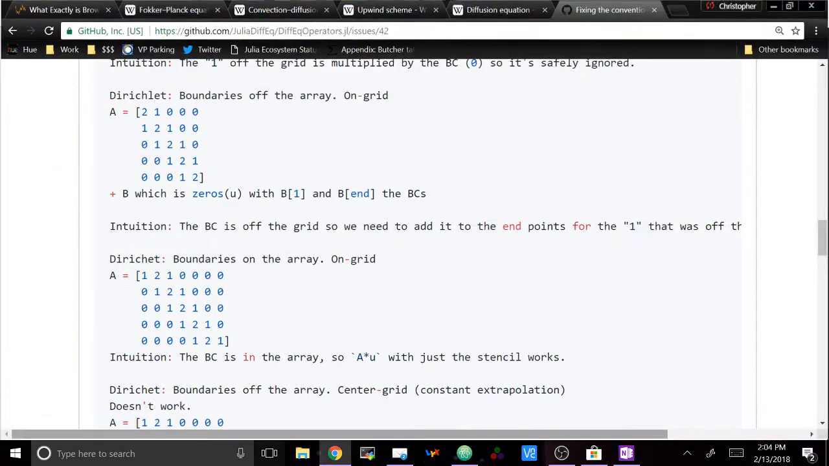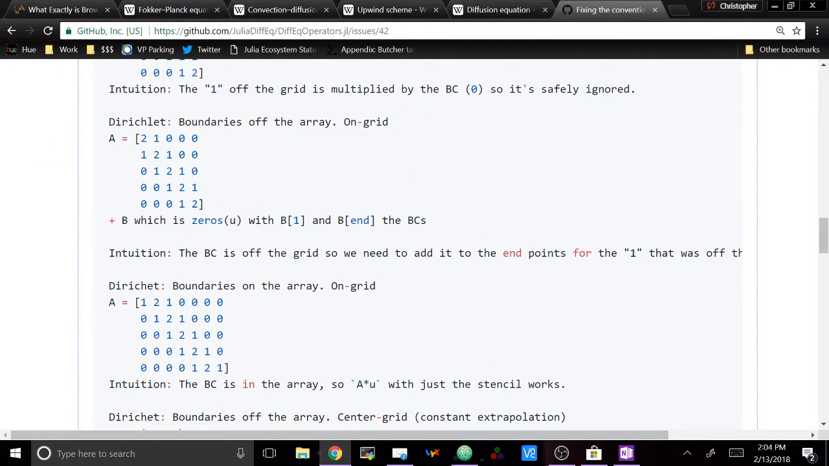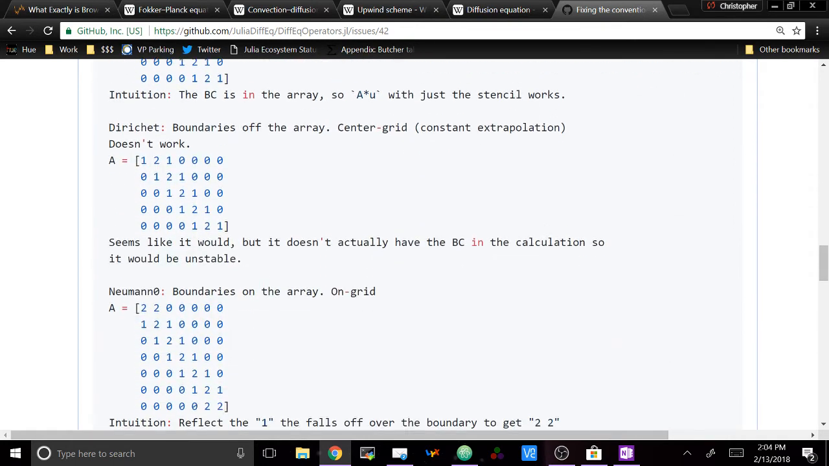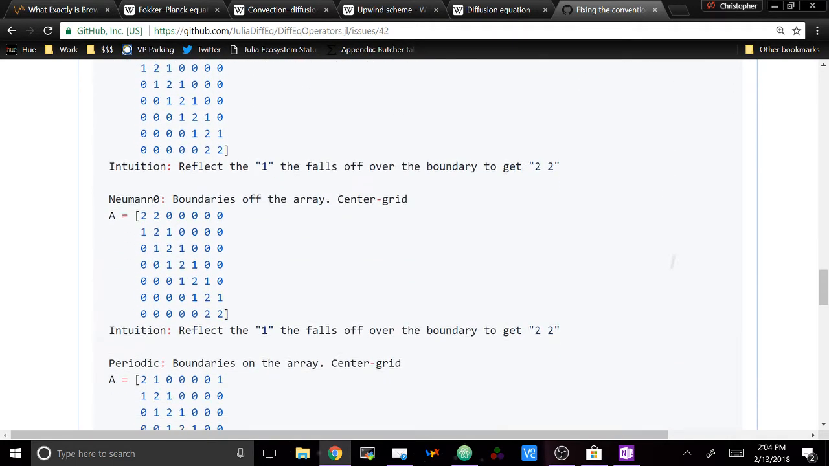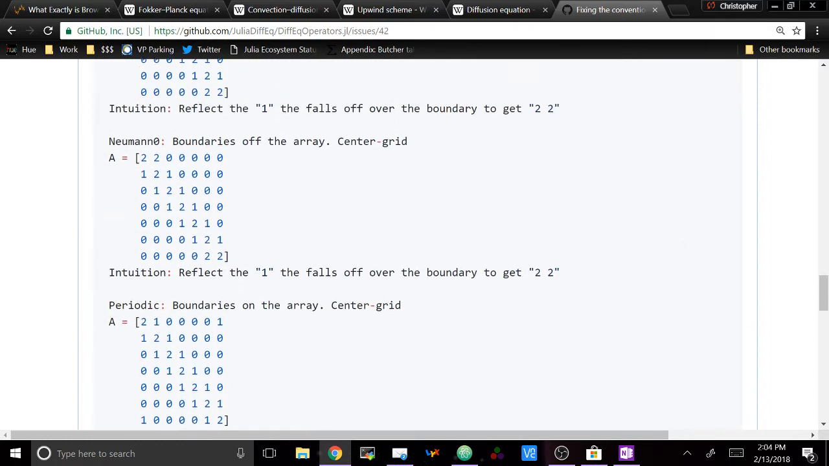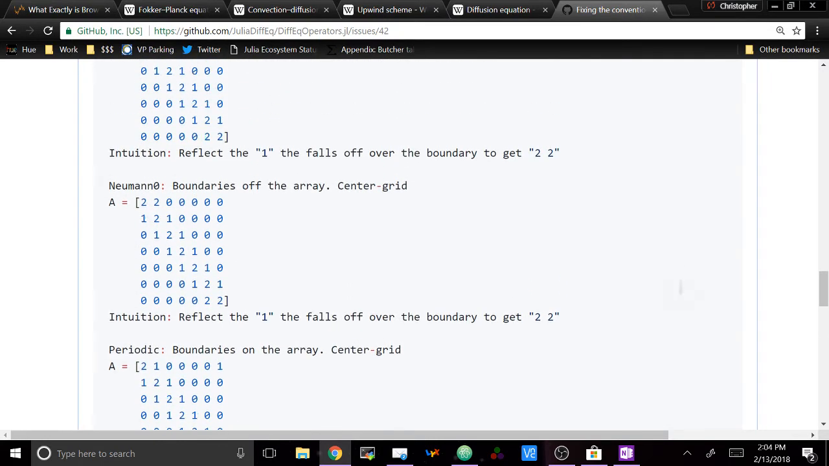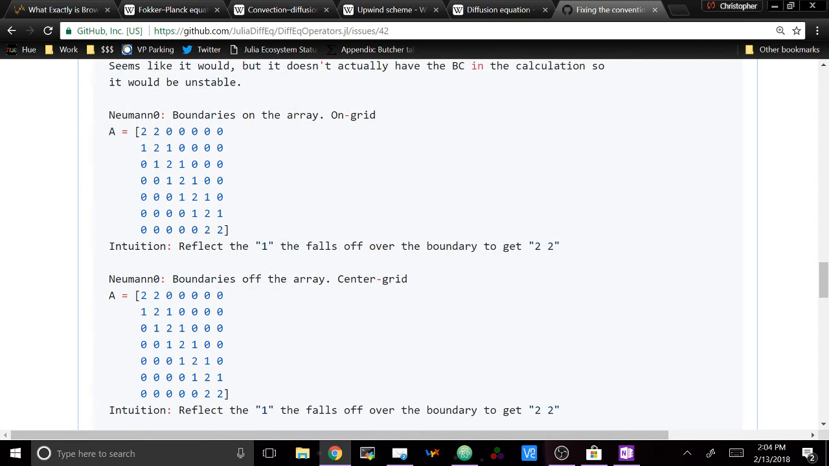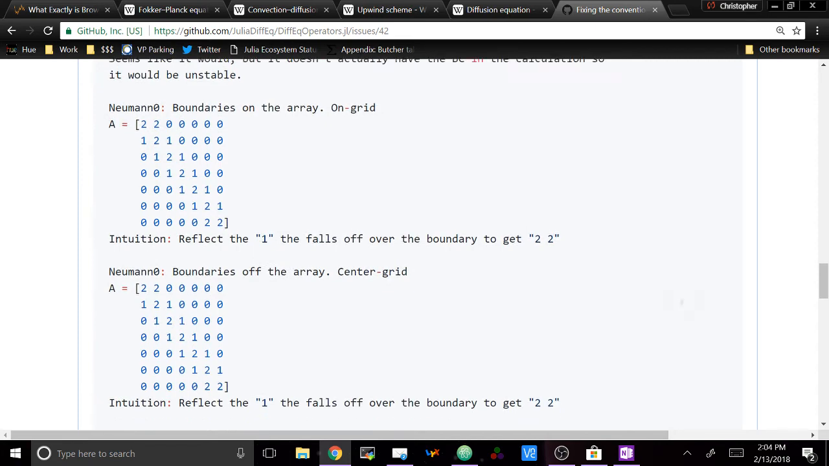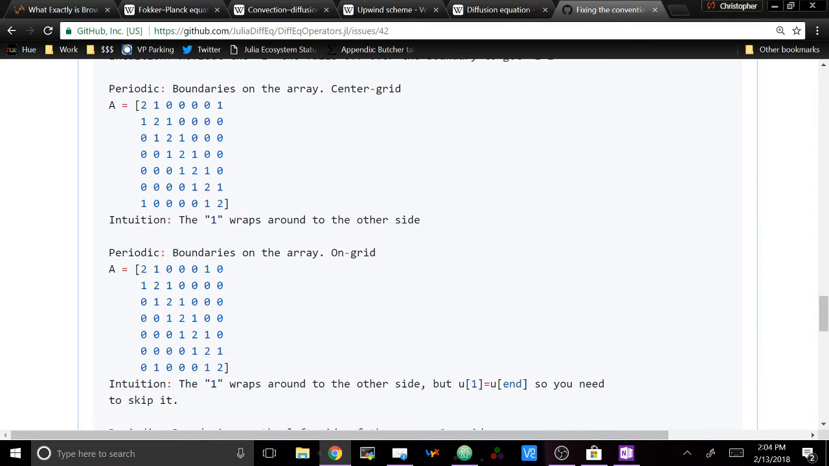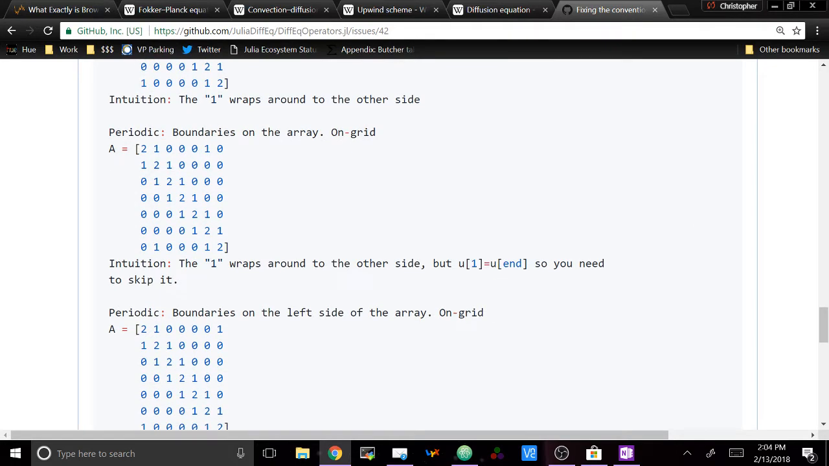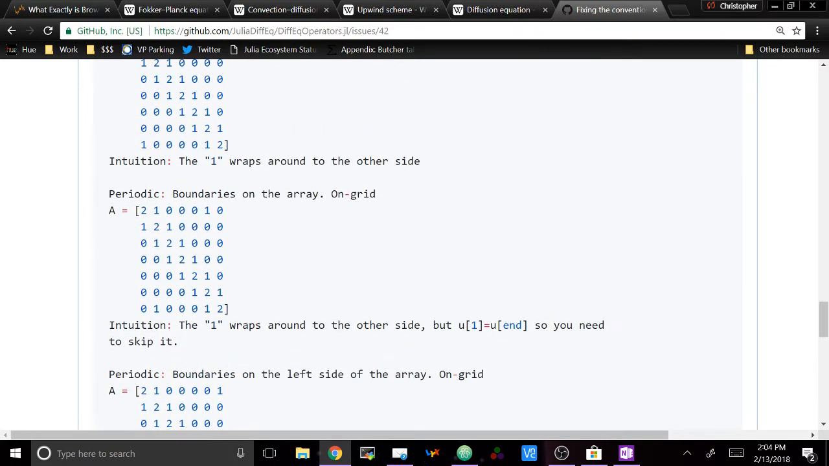So this is a nice way to be able to write the Dirichlet such that the boundaries are on the array. And if you use that style, then it also matches with Neumann, so that way the boundaries are on the array. And so then what I write down here is that there's also a way of writing the periodic such that the boundaries are on the array. So we can come up with a way of writing that.